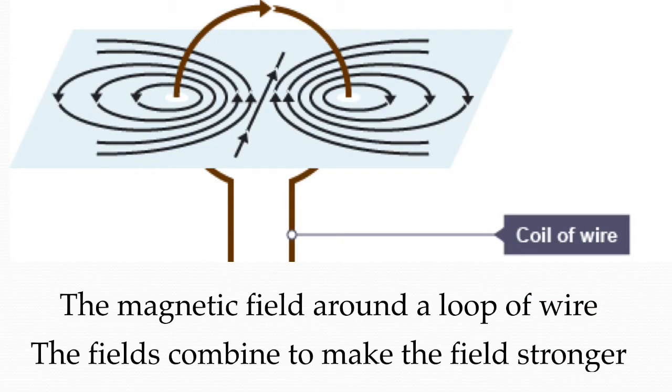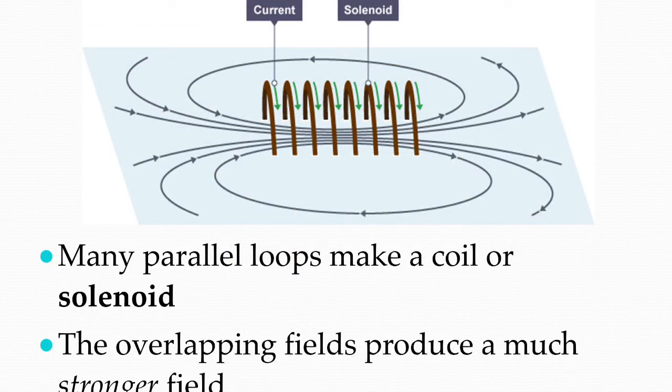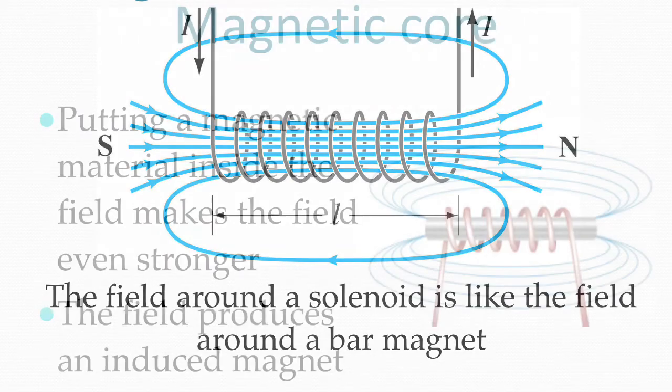You can make a magnetic field even stronger by looping the wire over again and again and again so their magnetic fields overlap. An electromagnet with multiple loops of wire is called a solenoid, and it produces a much stronger magnetic field than a single wire on its own. The field lines around a solenoid are just like the field lines around a bar magnet.